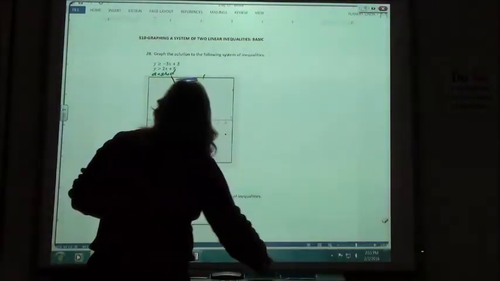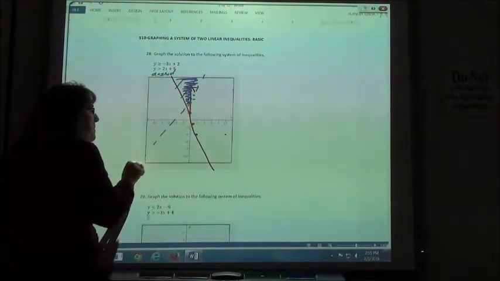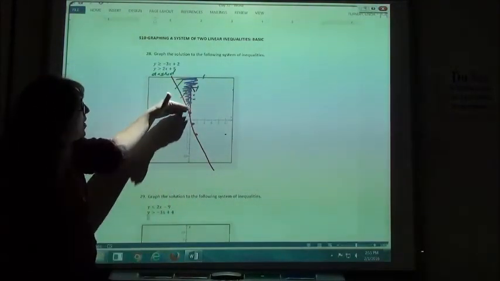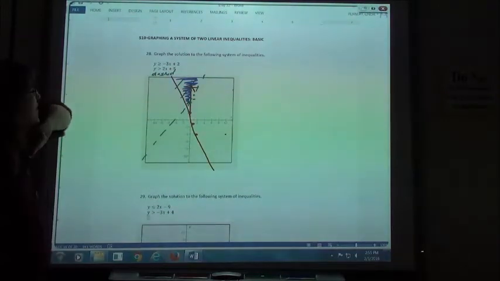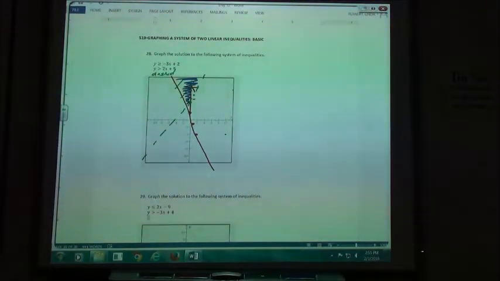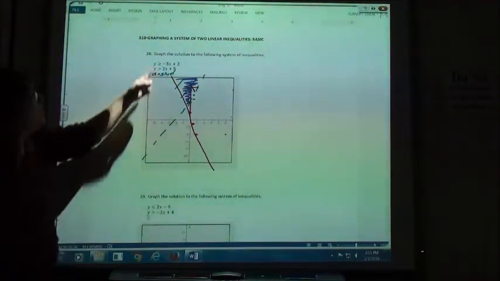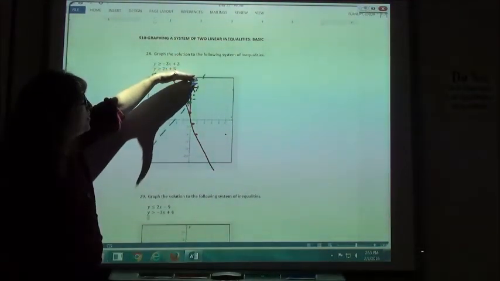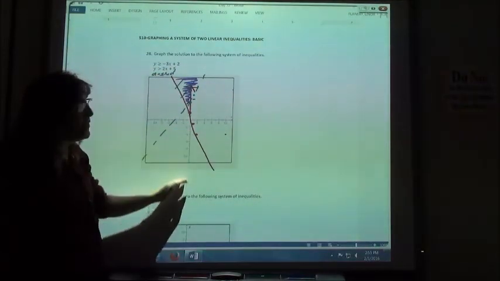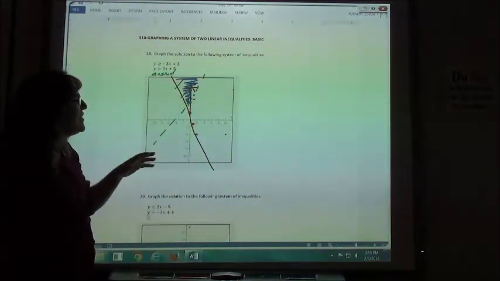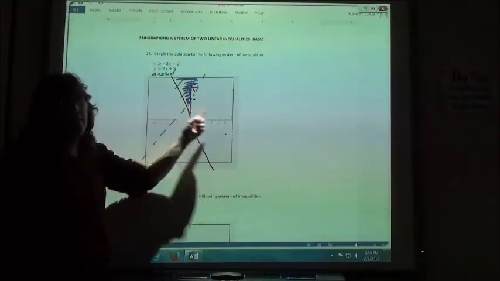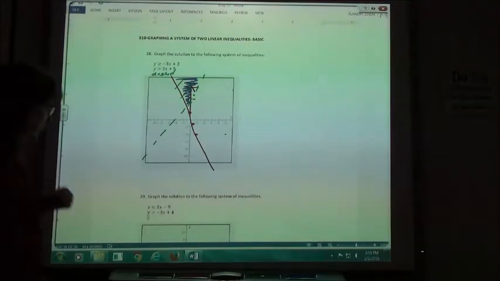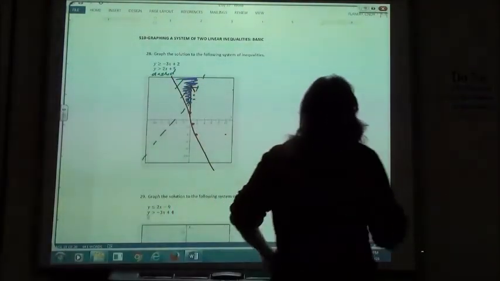Only I erased part of my line, so I better get my line back on there. So I'm going to have my solid line here, my dashed line here. I shaded above and above, so I ended up on that top section. Now if these are both greater thans, you should end up in that little triangle on the top. If they're both less thans, I'm going to be in the triangle on the bottom. If one's a greater and one's a less, it's one of the two sides, but you really don't know until you do the testing. So you have to check those out and find out for sure. We're going to do a couple of those.